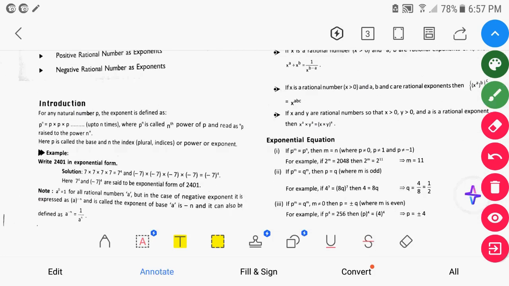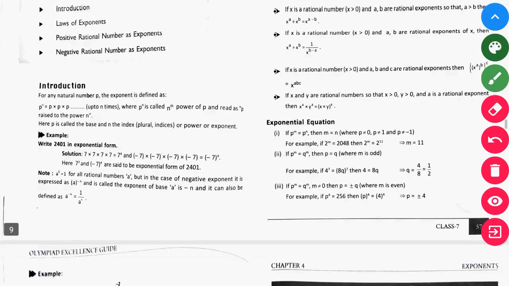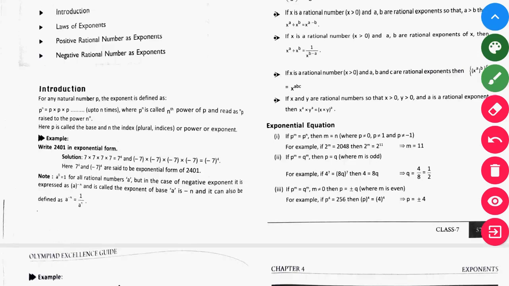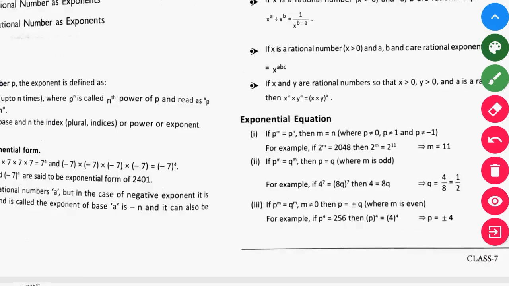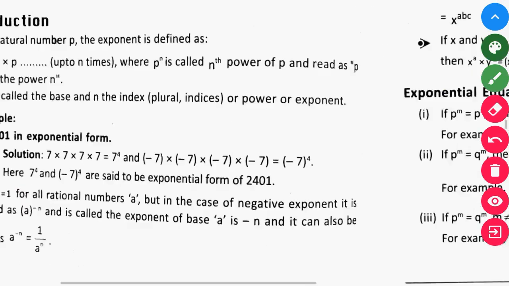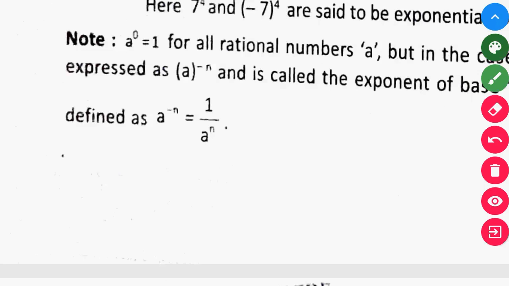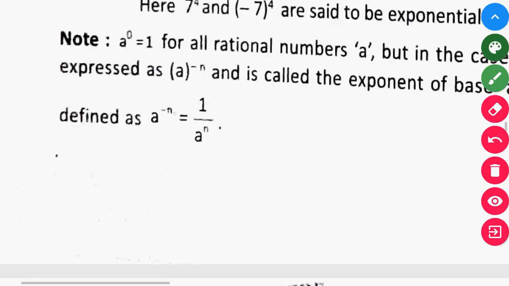See, an exponent is nothing but the power on the number, which signifies how many times that number is multiplied with itself. Now if the exponent is a negative number, we can write it as its reciprocal. For example, if a raised to minus n has a negative exponent, then we can write it as 1 upon a raised to n.